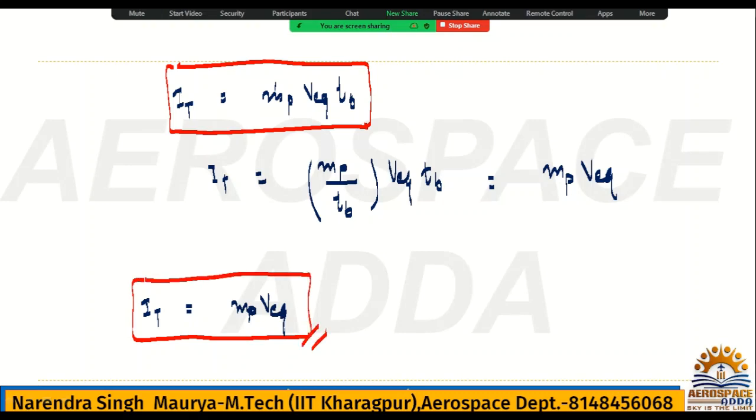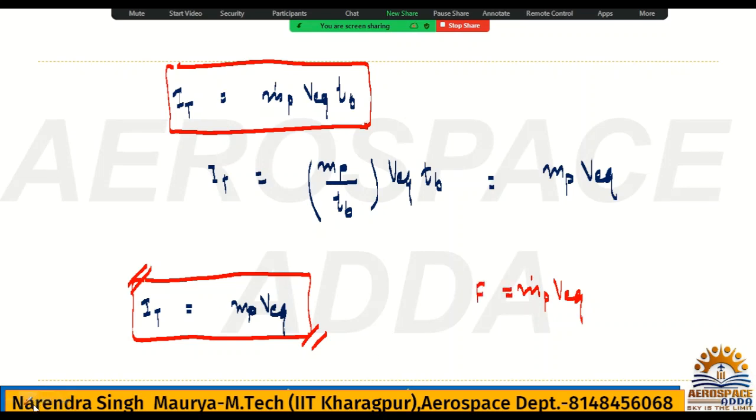What mistake? The practice is to always write m dot p, so they will remember m dot p into V equivalent. Remember, if you are writing m dot p into V equivalent, then it will not be a total impulse. It will be thrust. The biggest difference between the formulas: listen again, if you are writing m dot p into V equivalent, then this will not be IT, this will be thrust.